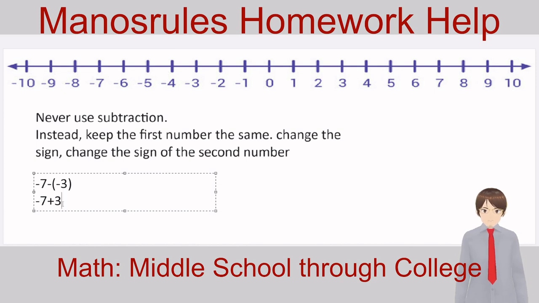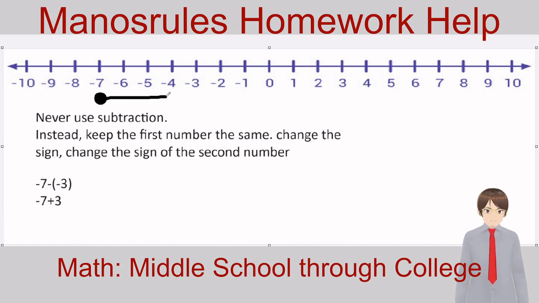-7 plus 3. And again, -7, that's our starting point right there. Go 3 to the right. 1, 2, 3, right there. And then there's our answer, -4. That is an easy way to use number lines to do addition and subtraction.